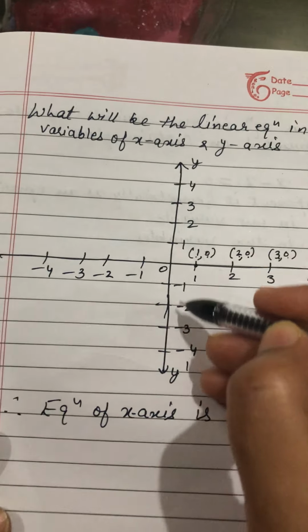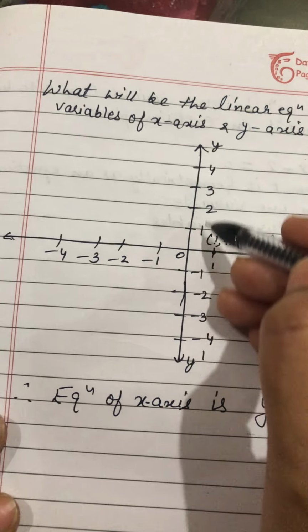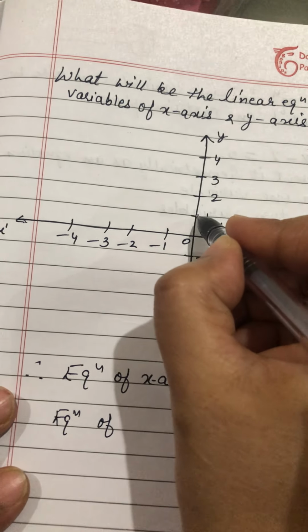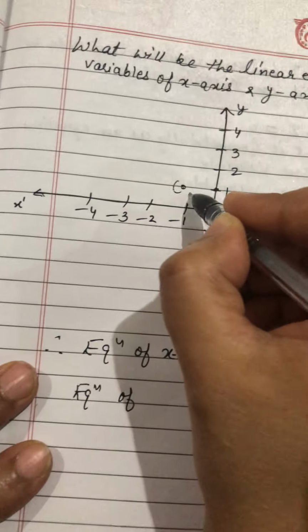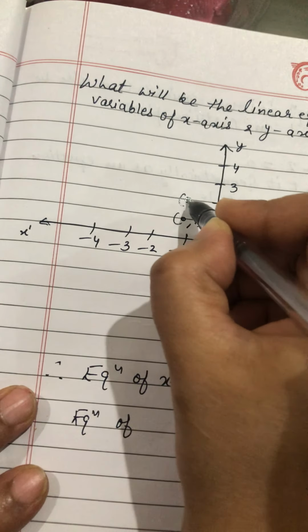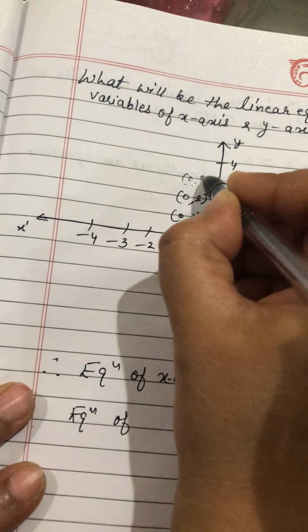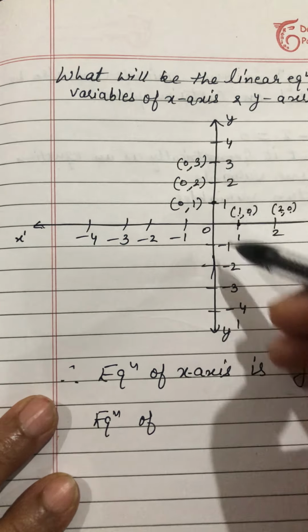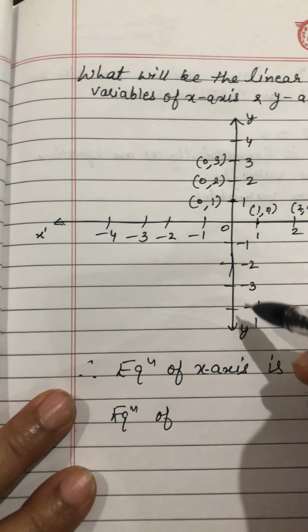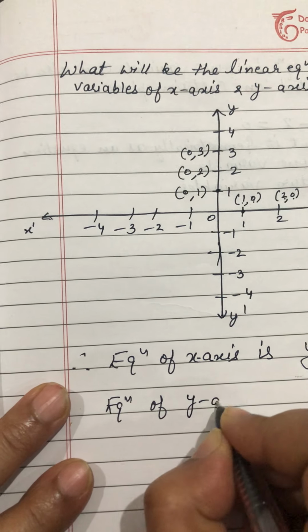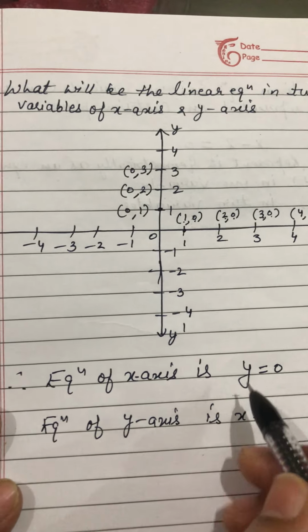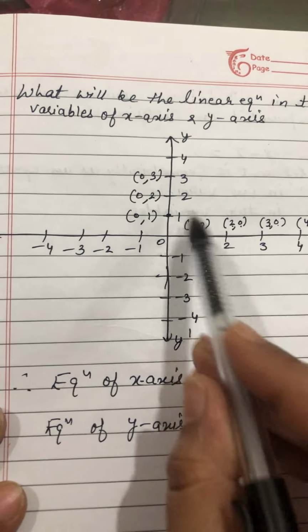Similarly, what will be the equation of the y-axis? On the y-axis, the points are represented by (0, 1), (0, 2), (0, 3). You can see the value of x is 0 here. On the y-axis, the value of x is 0. So the equation of the y-axis is x equal to 0. So these are the equations of the x-axis and y-axis.